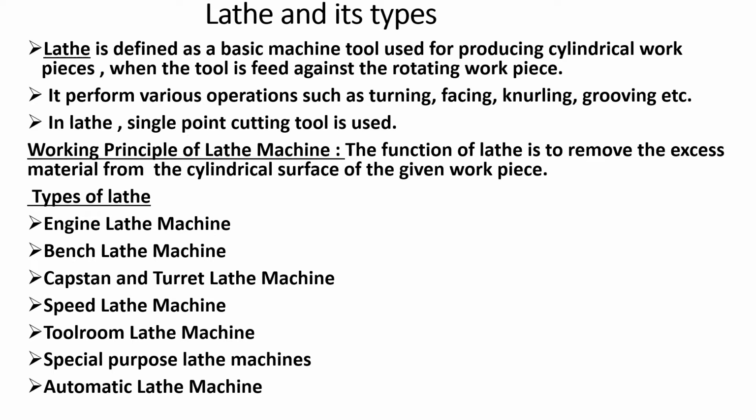It performs various operations such as turning, facing, knurling, grooving, etc. Turning is nothing but producing cylindrical shapes and reducing the diameter. Facing is reducing its length and producing a flat surface. Knurling is used for producing grip on the workpiece. Grooving is producing small slots on the workpiece. These are all the various operations done by the lathe.